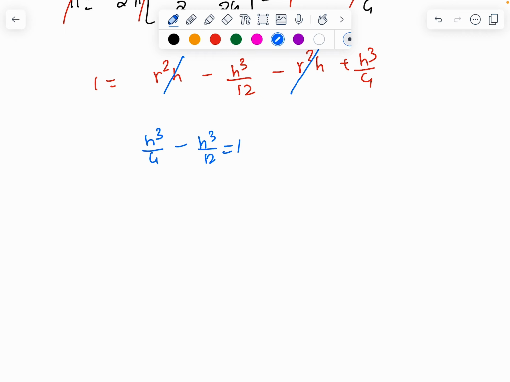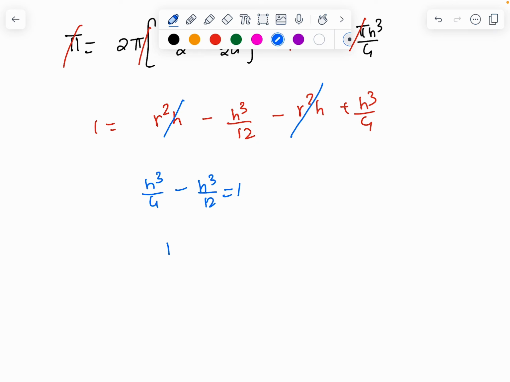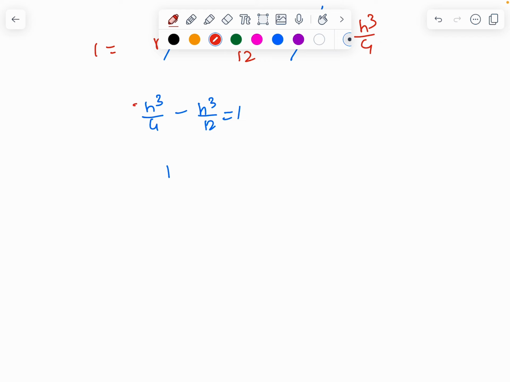I got that value. So h cube upon 4 minus h cube upon 12 equals 1. Multiply by 3, so it becomes 2h cube upon 12 equals 1. So h cube equals 6, h equals cube root of 6. That's going to be the answer.